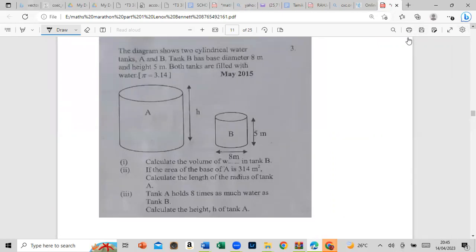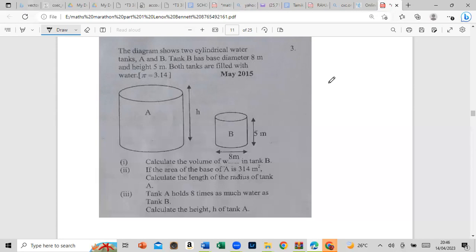The diagram shows two cylindrical water tanks, A and B. Tank B has a diameter of 8 meters and a height of 5 meters. Both tanks are filled with water. Take pi to be 3.14. So guys, if they tell us to use 3.14, nobody use 22/7, all right? Calculate the volume of the water in tank B.